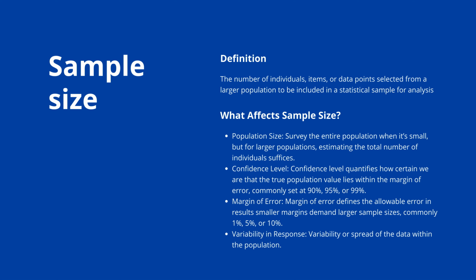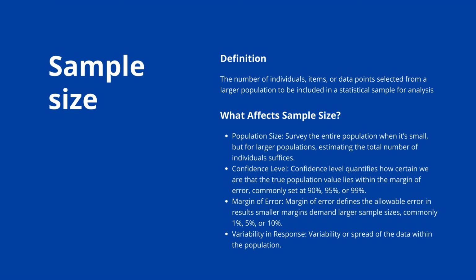Third, margin of error. How much error are you okay with? A smaller error, plus or minus 2%, needs a large sample. A bigger error needs a smaller sample. If the sample size is large, then you can say your margin of error is minus 2 or plus 2 percent. If your sample size is small, then you can say your margin of error is plus or minus 10%.